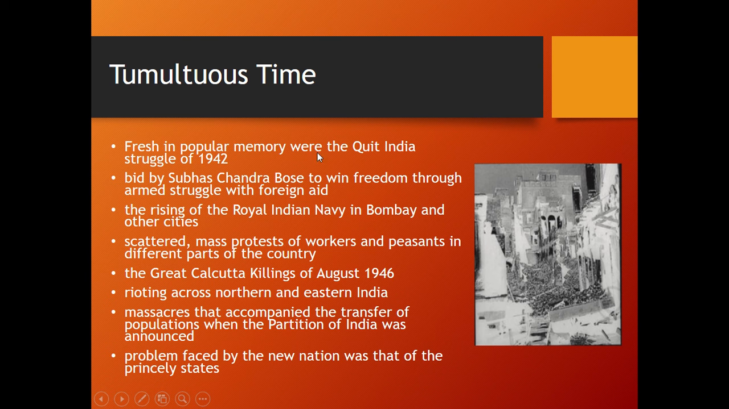Fresh in the popular memory were the Quit India struggle of 1942 and its after effects, the bid by Subhash Chandra Bose to win freedom through armed struggle with foreign aid, the rising of the Royal Indian Navy in Bombay and other cities, and scattered mass protests of workers and peasants in different parts of the country. There were the Great Calcutta Killings of August 1946, rioting across northern and eastern India, and massacres that accompanied the transfer of populations when the partition of India was announced. Another problem faced by the new nation was that of the princely states.